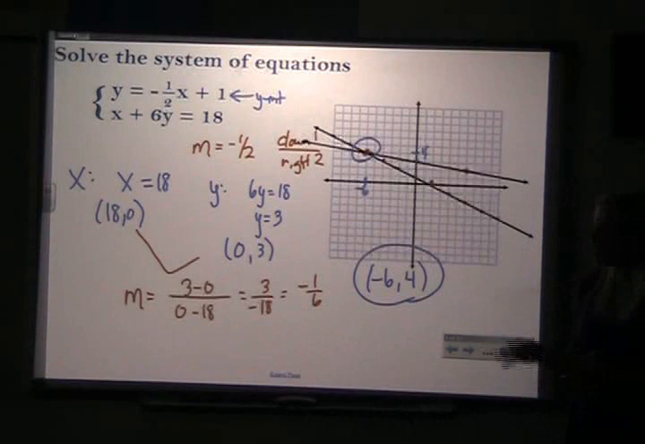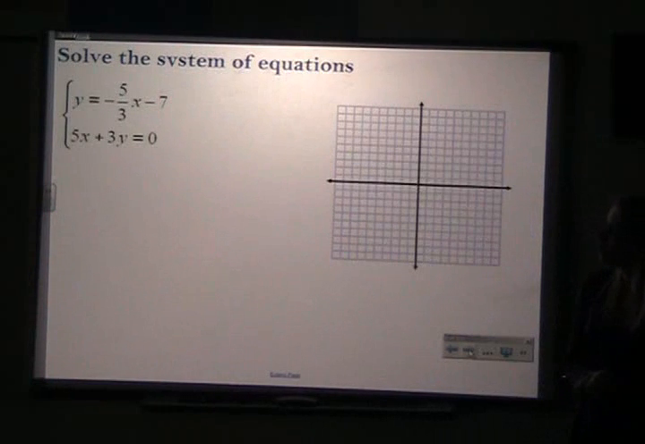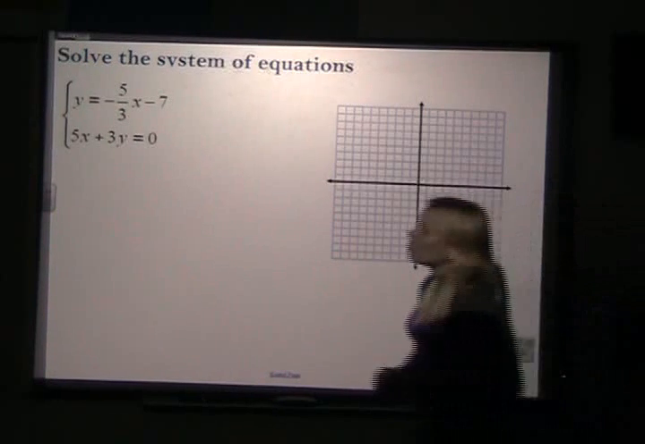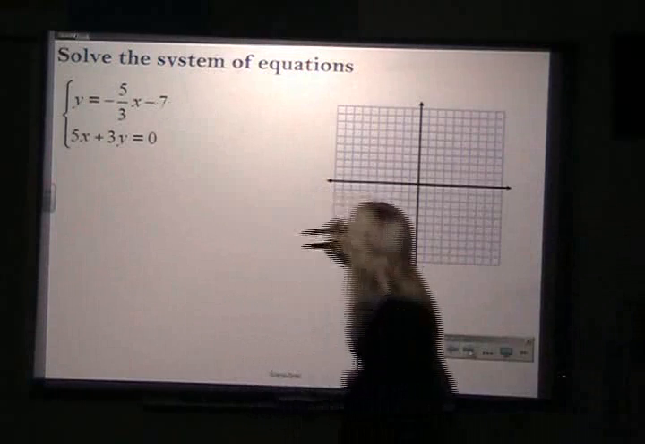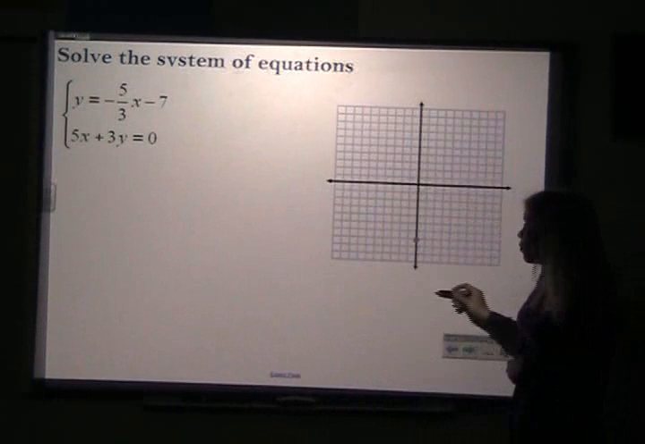Okay? If you still need more time, I'd pause the video. We're going to move on to the next example. Okay? So I have 2 equations here. One is in slope-intercept form. I'm going to start with negative 7. I'm going to go down 5 and over 3.